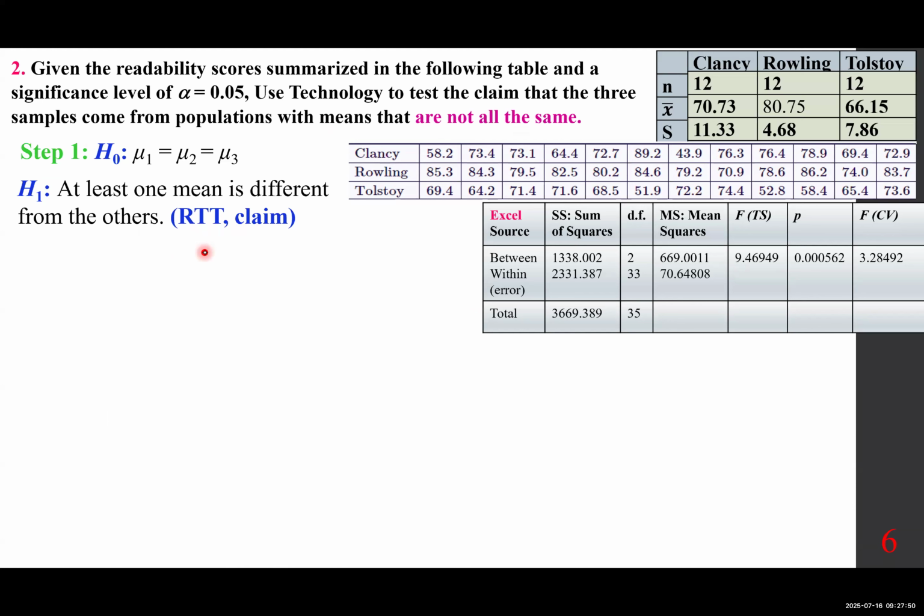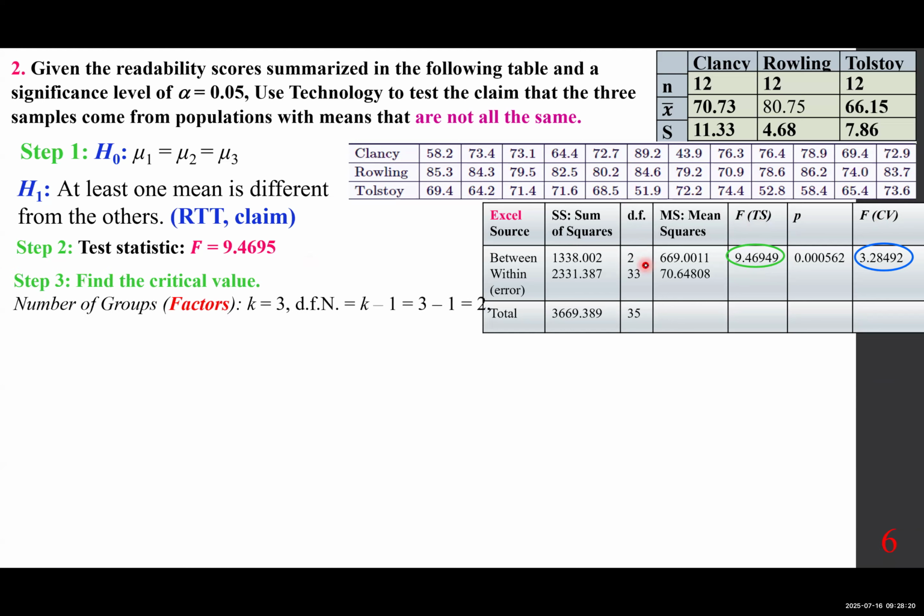So we go with the test statistic. Clearly, this is your test statistic: F is equal to 9.4695. Then we want the critical value. The critical value is given there. That's FCV, that's FTS. We want to distinguish between the two. And we should recognize the degrees of freedom are 2 and 33. There are three groups, 3 minus 1 is 2, and n minus k, 36 minus 3, is 33. So those are the degrees of freedom. You can look up the table or just right here, you have the critical value.